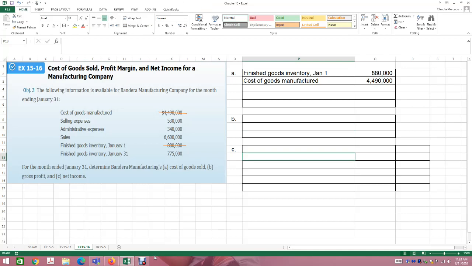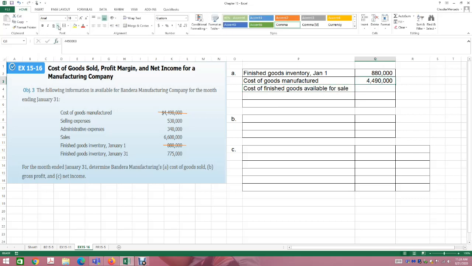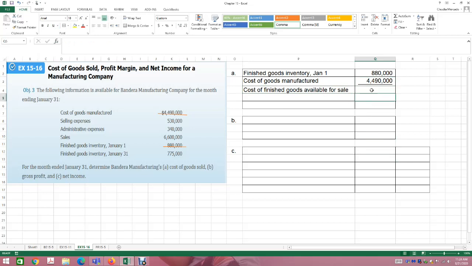So now I can get my cost of finished goods available for sale. This is how much I have available in my warehouse to be sold. These are finished products. So what we're going to do here is add those two numbers together: your beginning finished goods inventory plus the cost of goods manufactured for the period. And that's going to give us $5,370,000.